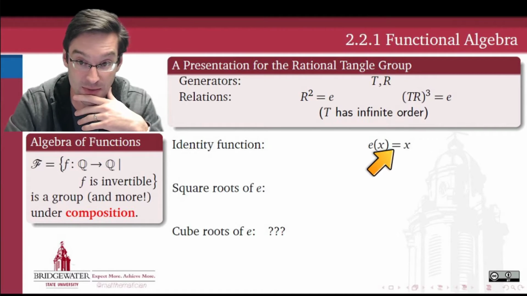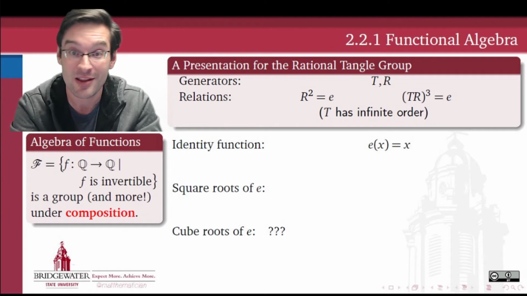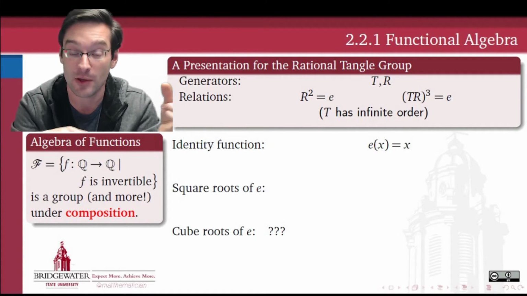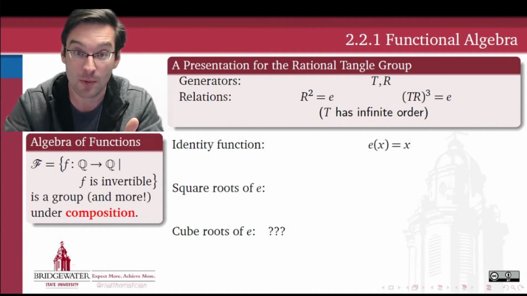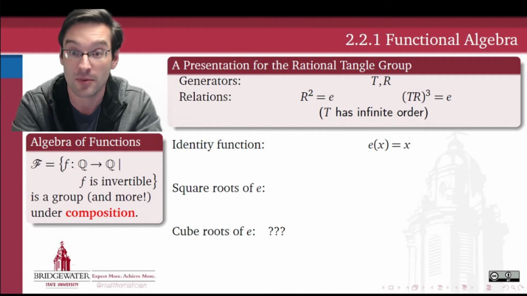And it turns out that it's the friendly function e of x is equal to x. The function where whatever input you give it, it just spits out that same input as its output. It doesn't do anything to what you feed it. And so the graph of the identity function is the diagonal line y equals x. Right? So that's my identity function. It's playing the role of the identity element in my group.